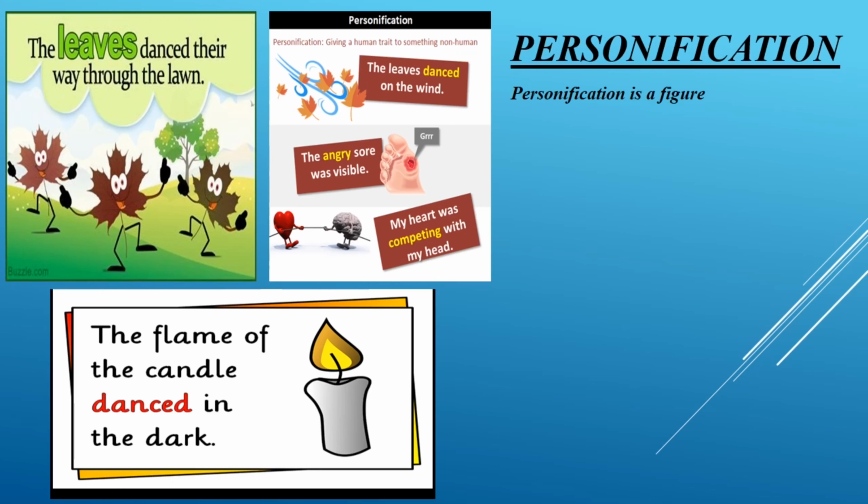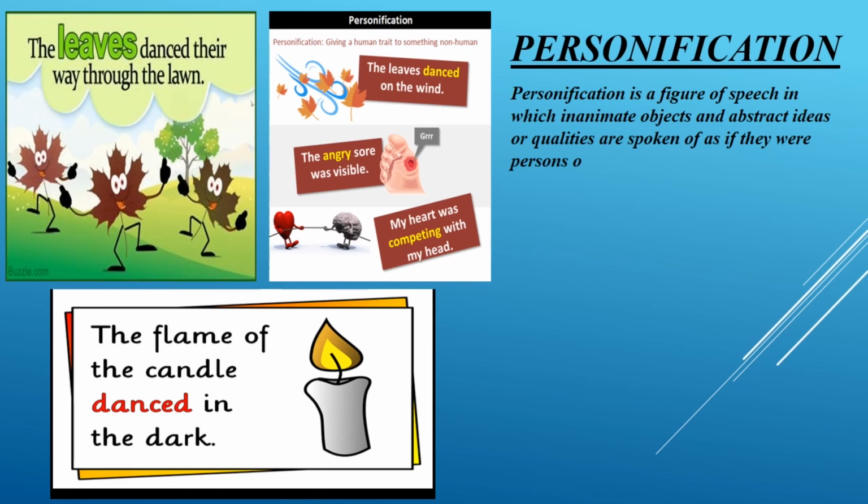Personification is a figure of speech in which inanimate objects and abstract ideas or qualities are spoken of as if they were persons or human beings. For example, opportunity knocks at the door but once. We all know that opportunity is an abstract idea, an inanimate object, but it is shown to be performing the human activity of knocking at the door. Hence, the figure of speech is a personification.